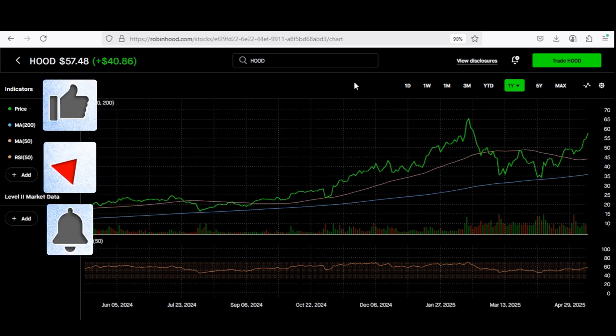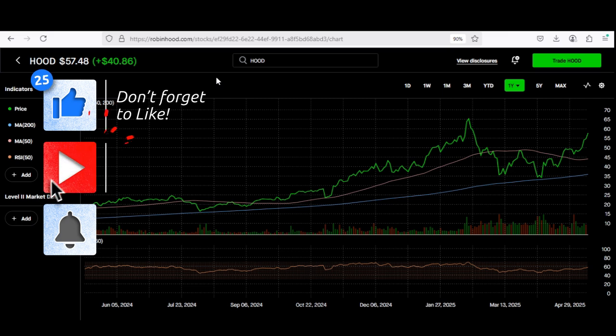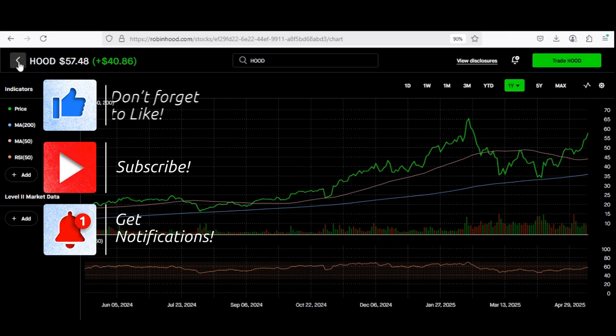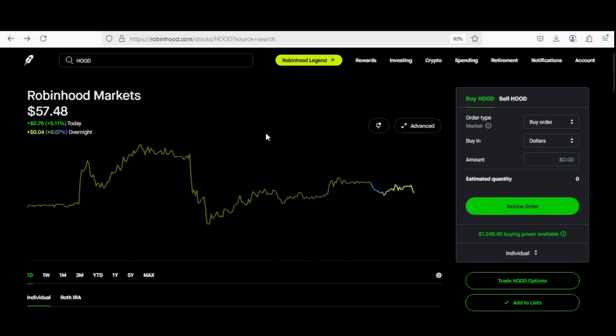So now I'm going to make a decision on what option strategies I'm going to use with Robinhood. So here we are back on Robinhood.